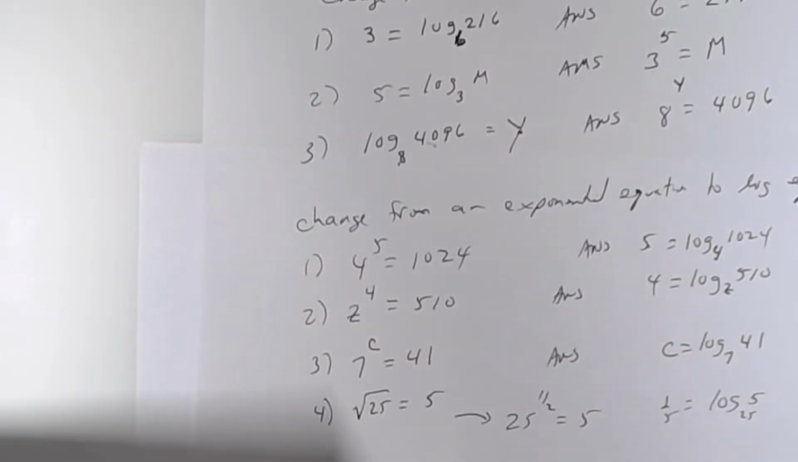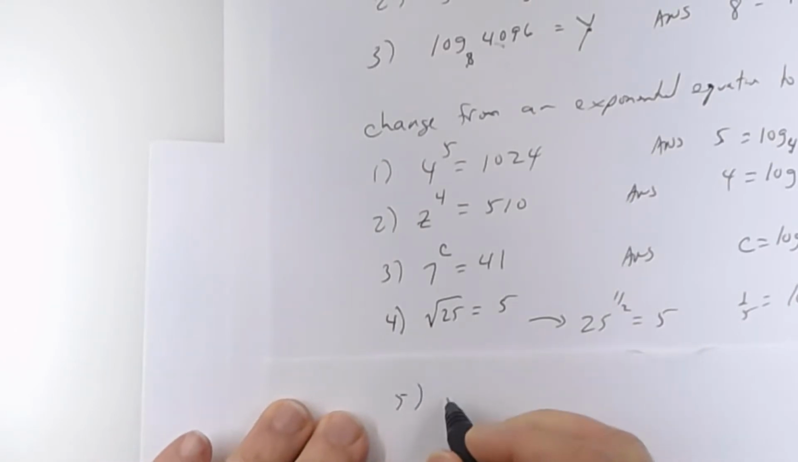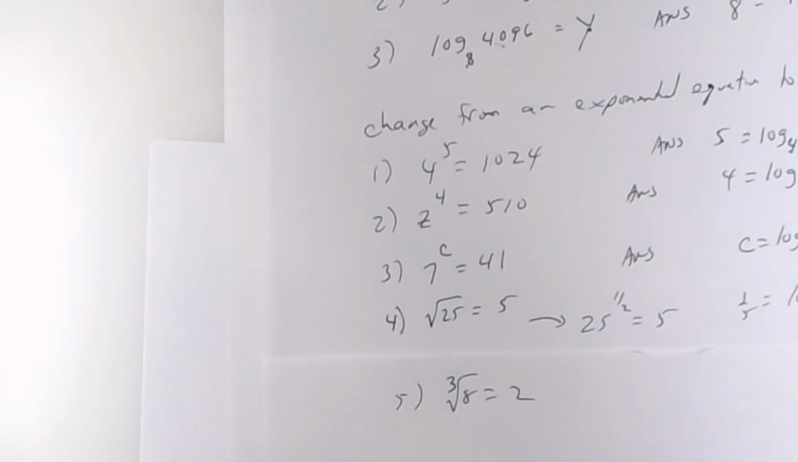All right, let's look at number 5. The cube root of 8 equals 2. That's a true statement, right? Cube root of 8 equals 2? Okay. But I want you to rewrite this as a logarithm. First of all, you have to rewrite this where you can see an exponent. So 8 to what power? 1/3. 8 to 1/3.